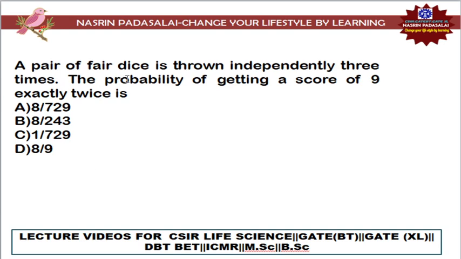Next, a pair of dice is thrown independently 3 times. The probability of getting a score of 9 exactly twice, the answer is 8 by 243, is the correct answer.